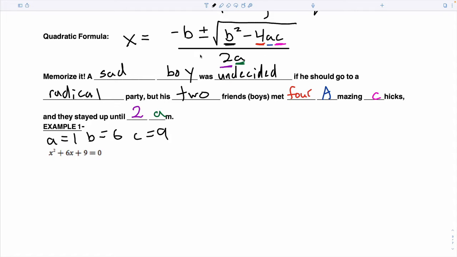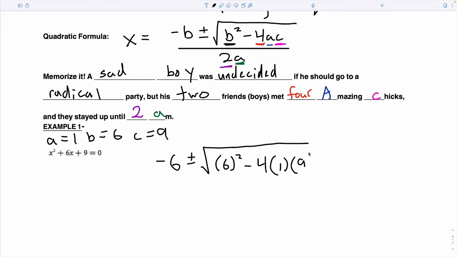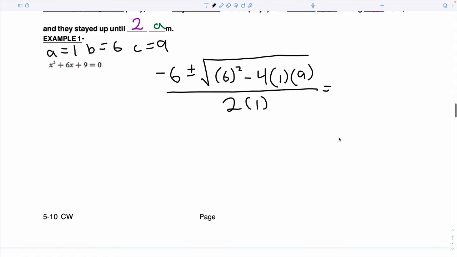Let's plug it in. Negative B is negative 6, plus or minus the square root. B is 6. Put 6 in parentheses in case it's negative. 6 squared minus 4 times A times C is going to look like this. Put it in parentheses so it's multiplying. All over 2 times 1. This thing is hefty, it is huge, and it works for every quadratic, but it's just really long.